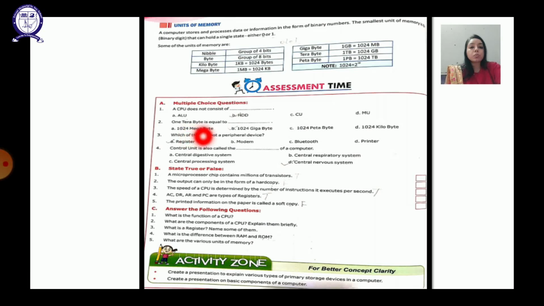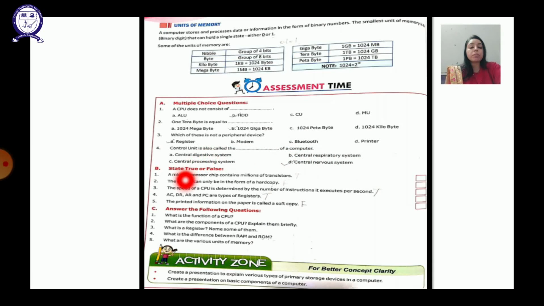Next is, 1 terabyte is equal to 1024 gigabytes. Third is, which of these is not a peripheral device. Peripheral devices means the devices which are externally connected to the computer. Modem, Bluetooth or printer are connected to the computer, but the register is inside the CPU. So register is the correct answer. Control unit is also called the dash of a computer. It is also called the central nervous system.